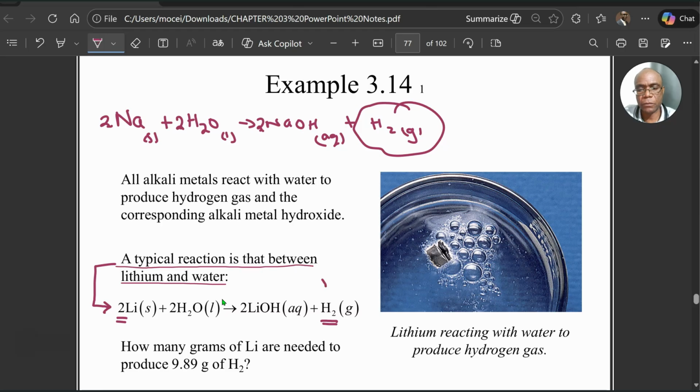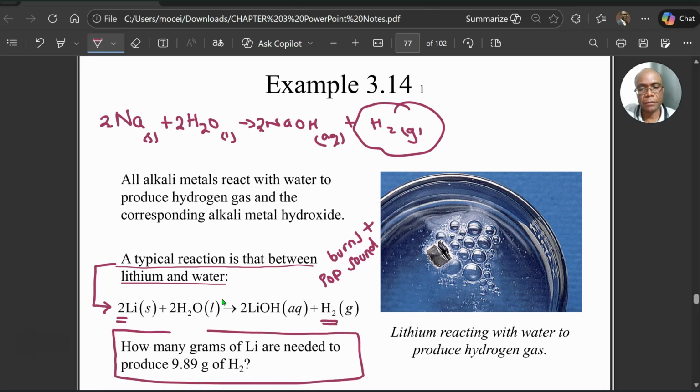it's hydrogen gas because when you put there a burning splint, not a glowing one, with a flame, it burns with a pop sound, like pop, pop. And if it's a lot of hydrogen gas, you know what that means. It's gonna be a bomb. So here comes the question right here. Based on this balanced chemical equation, how many grams of lithium are needed to produce 9.89 grams of hydrogen gas?